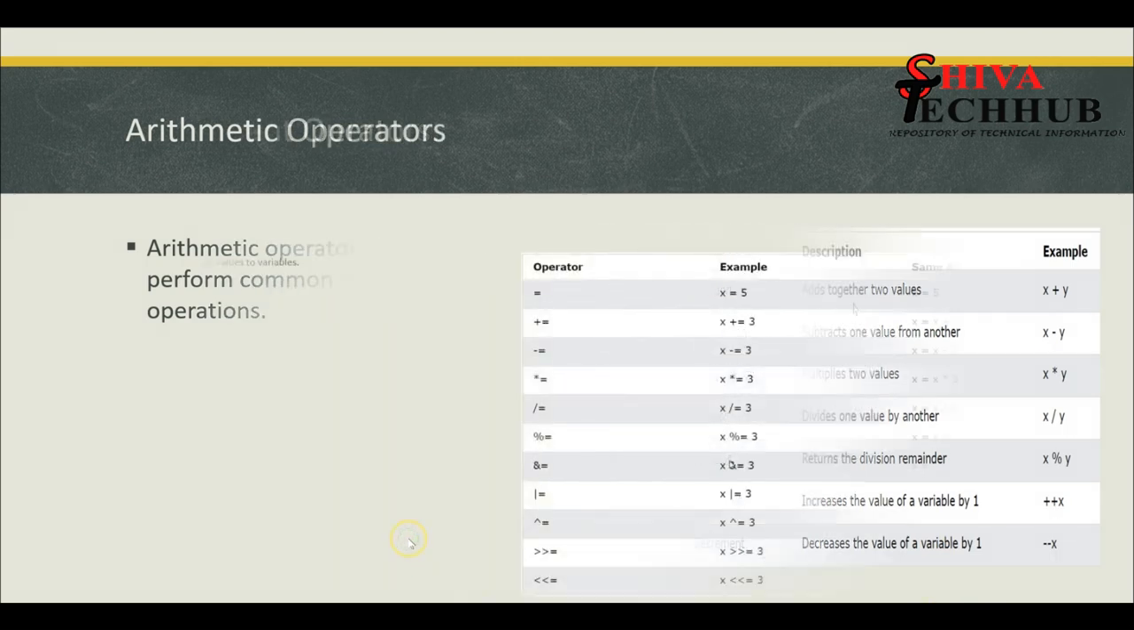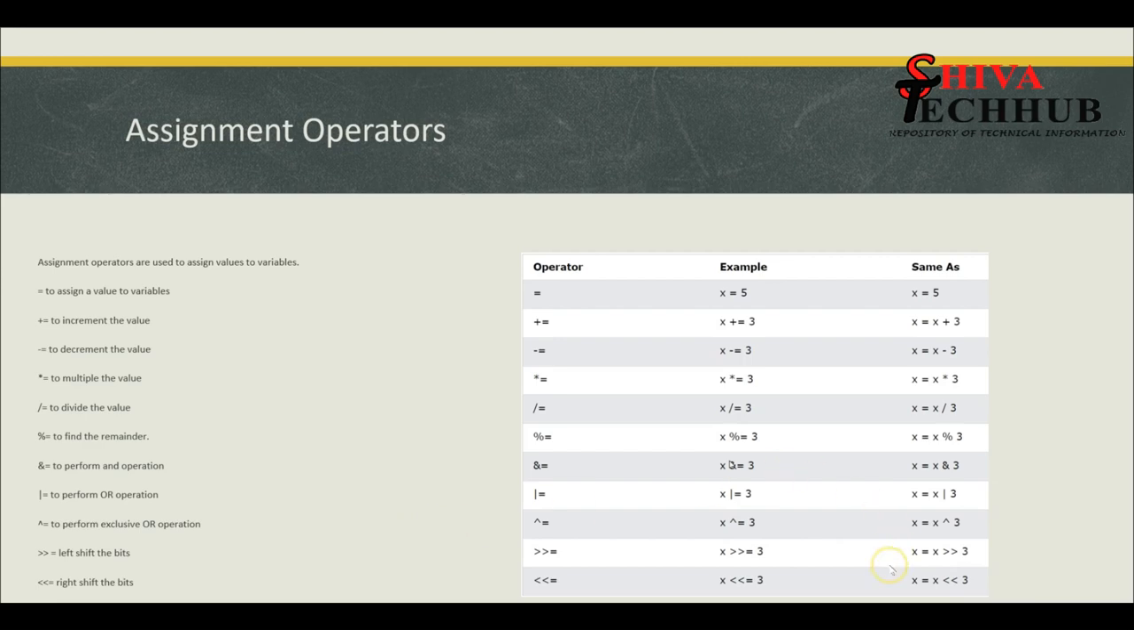Okay, so let us try to understand the next category of operators, that is assignment operators. Basically, assignment operators are used to assign some value to a variable, or you can also perform some operations using these assignment operators. So let us try to understand each and every one of those assignment operators. So first operator is equal to. Okay, so this is how you will be using it. x = 5. It means you are assigning a value 5 to a variable called x.